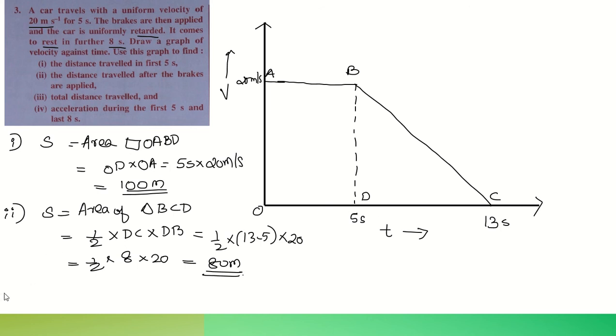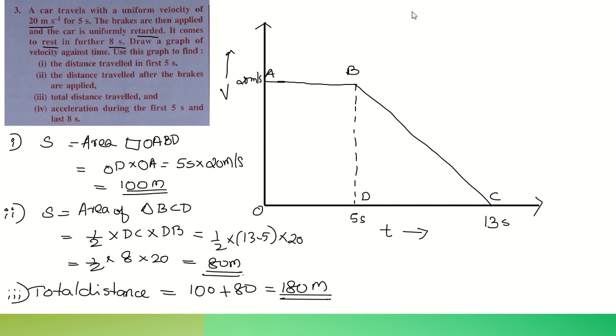Now the third question is total distance traveled. How do you calculate total distance traveled? See, here it is not going to a negative axis, right? Total distance is equal to 100 plus 80. Since it is not going to any negative axis, we just add it. So 100 plus 80, you will get 180 meters.